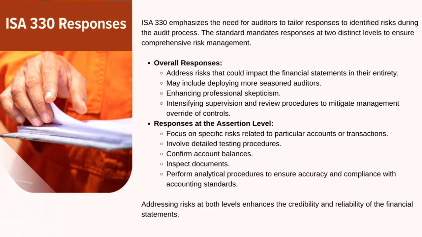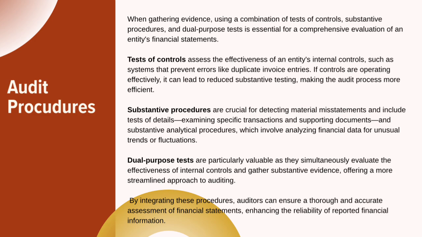Second, responses at the assertion level. These are our more detailed and specific procedures designed to address risks in particular accounts or transactions. To gather our evidence, we use three main types of procedures. Tests of controls. We perform these to evaluate the operating effectiveness of the entity's internal controls. If we find that a control is working well, for example, a system that automatically checks for duplicate invoices, we might reduce the amount of substantive testing we perform in that area.